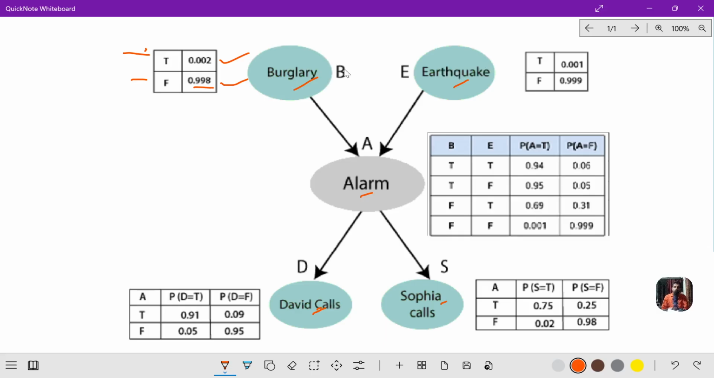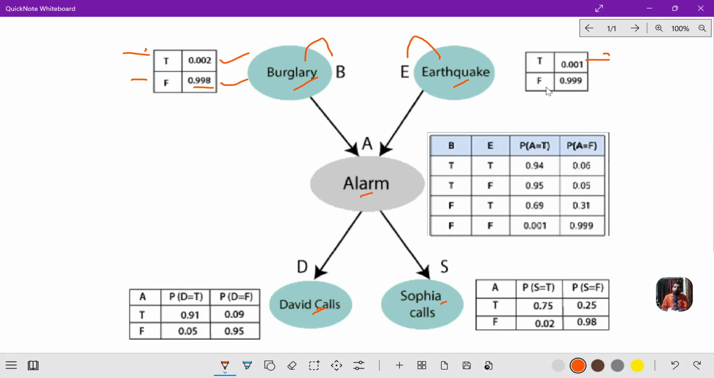Remember, burglary can be represented with B and earthquake can be represented with capital E. The variable earthquake represents whether an earthquake occurs. The variable is not dependent on any other variables, so we can say this is called a root node. If you observe here, when true, this is equal to 0.001, which indicates that when E is equal to true, the probability is 0.001, showing that earthquakes are very rare.